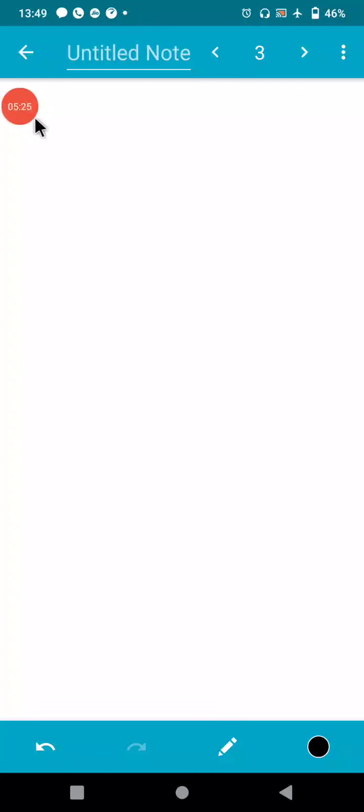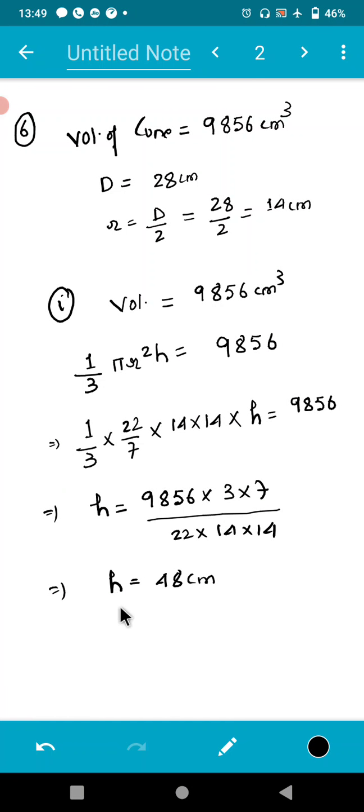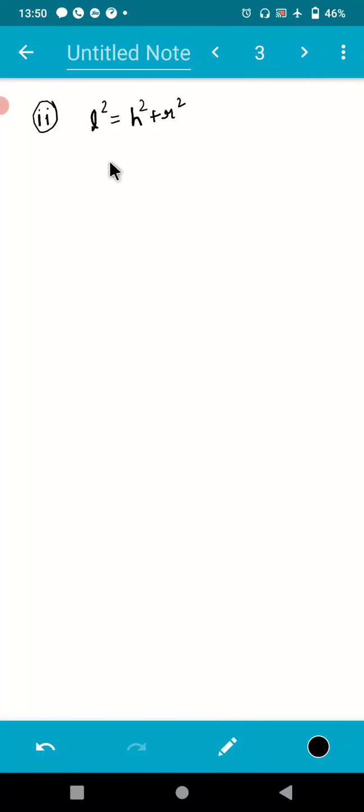According to the second part, you have to find out the value of slant height. So what is the formula of slant height? L square equals h square plus r square, isn't it? Now we need the value of h and r. So let's go back. See, h is 48 and r is 14. So in place of h we will write 48 square, and in place of r we will write 14 square.